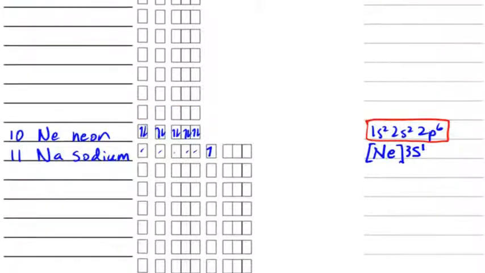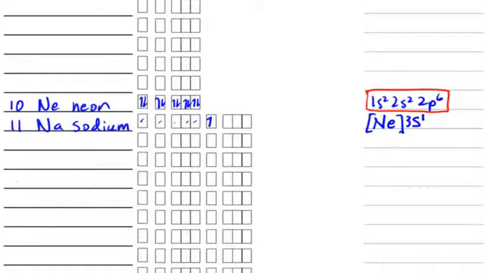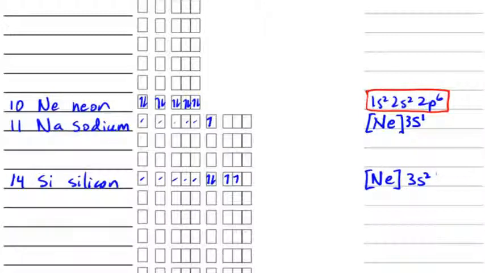Let's skip down to 14, silicon. Again, every orbital is filled the same as neon plus 4 more. So there'd be 2 in 3s, and then another 2 in 3p. So silicon would be neon in brackets plus 2 electrons in 3s and another 2 electrons in 3p. So silicon is [Ne] 3s2, 3p2.